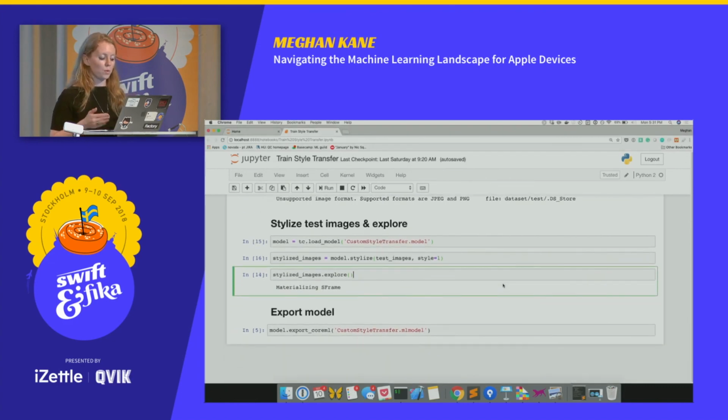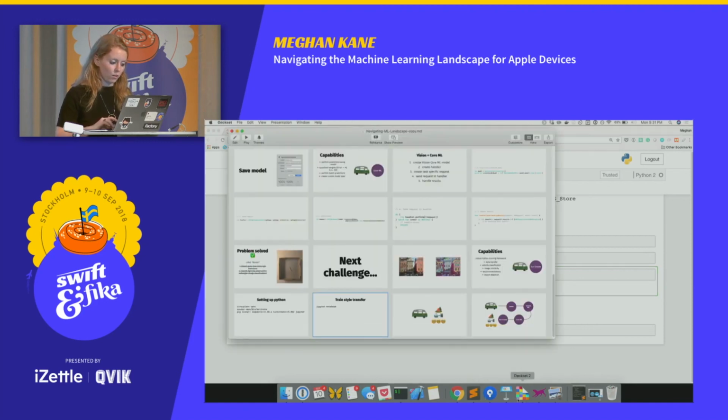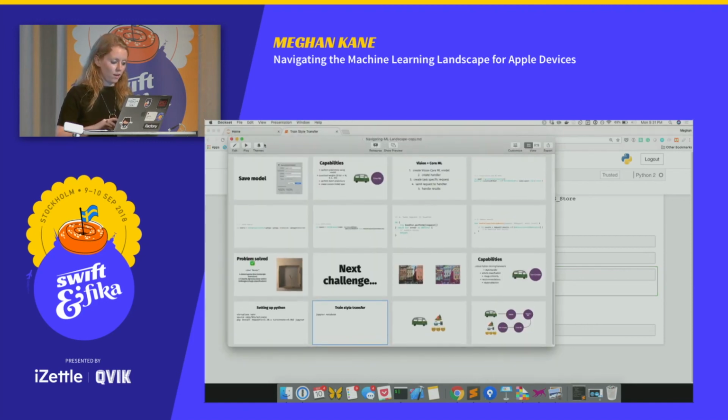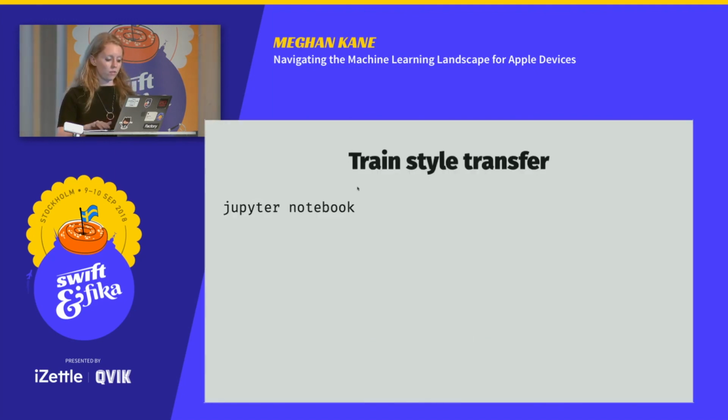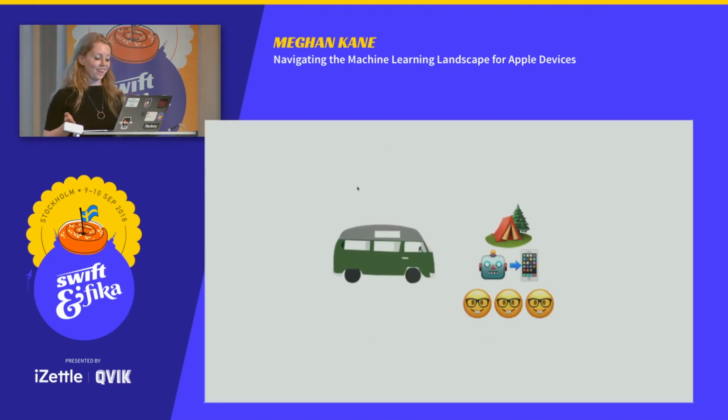And if we're okay with this, then we can export the model. It's just this one line, model.export_coreml, and then you give it a name, and then it's ready to go in ML model format. So you can use this with CoreML directly in your apps. Okay, we are done with Turi Create now, and that's the end of our road trip.